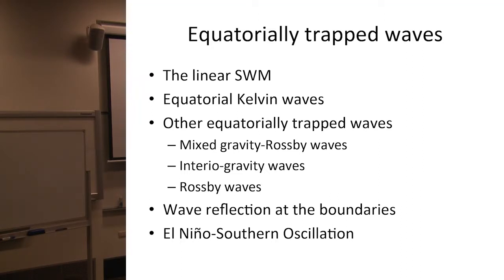Then we're going to move on to wave reflections at the boundary. I'm mainly talking about ocean waves, and what happens when they reach the western and eastern continental boundaries, and then tying it all together, how this relates to ENSO.